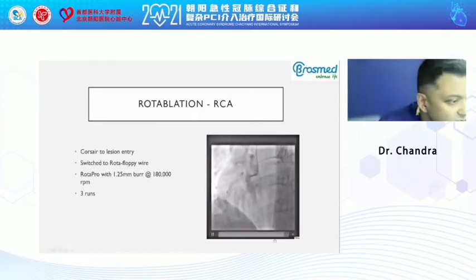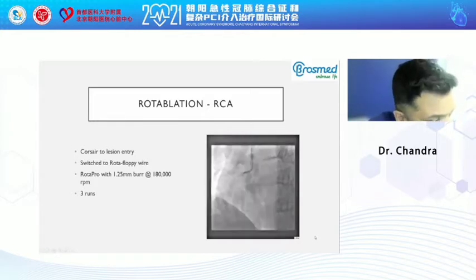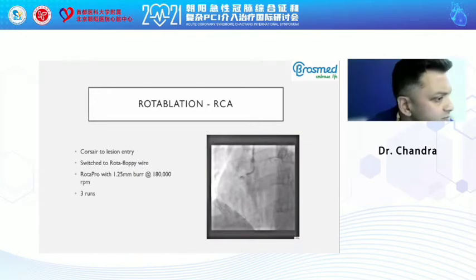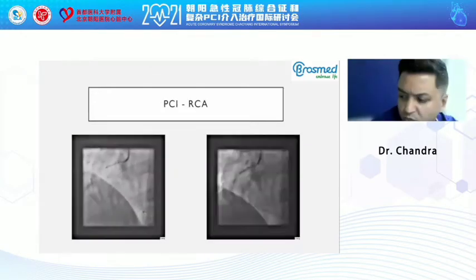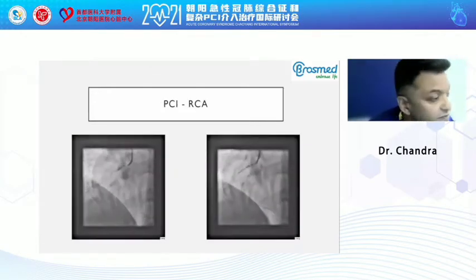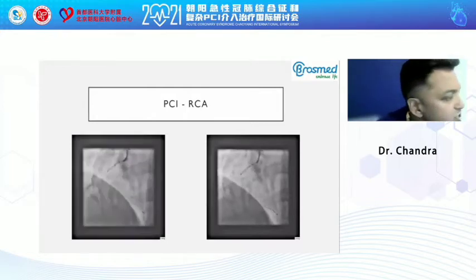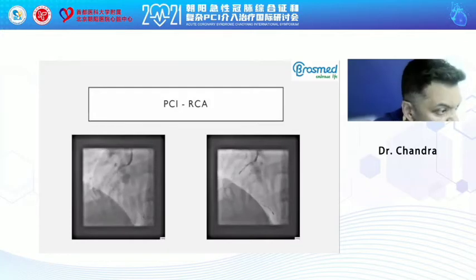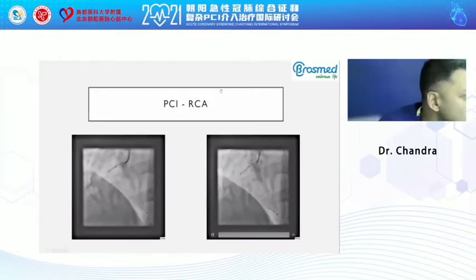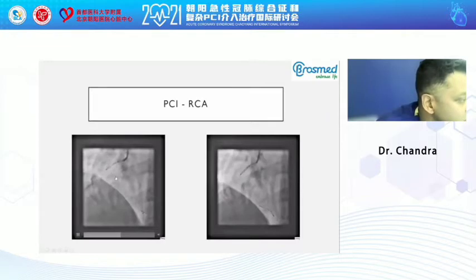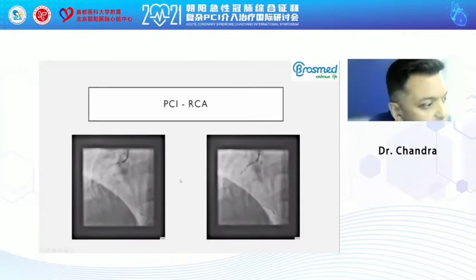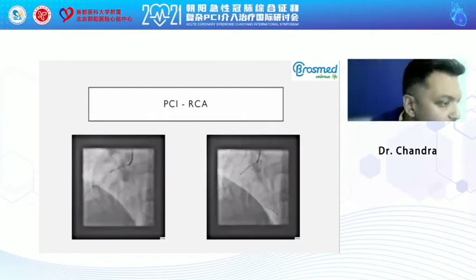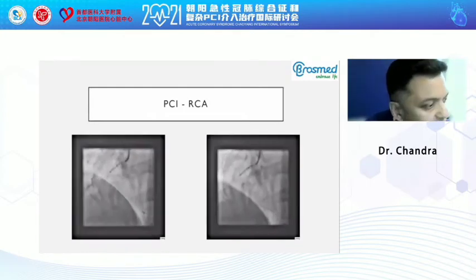You'll see actually from the first video that even despite rotational ablation with a 1.25 millimeter burr, our next balloon that we tried, which was a 2.0 balloon, still had some waisting in the middle, which again told us about the complexity of the nature of this lesion. But ultimately, with a non-compliant balloon at high pressure, we were able to predilate this lesion satisfactorily and then perform sequential predilatation with 2.5 and then 3.0, 3.5 non-compliant balloons to try and achieve better expansion.